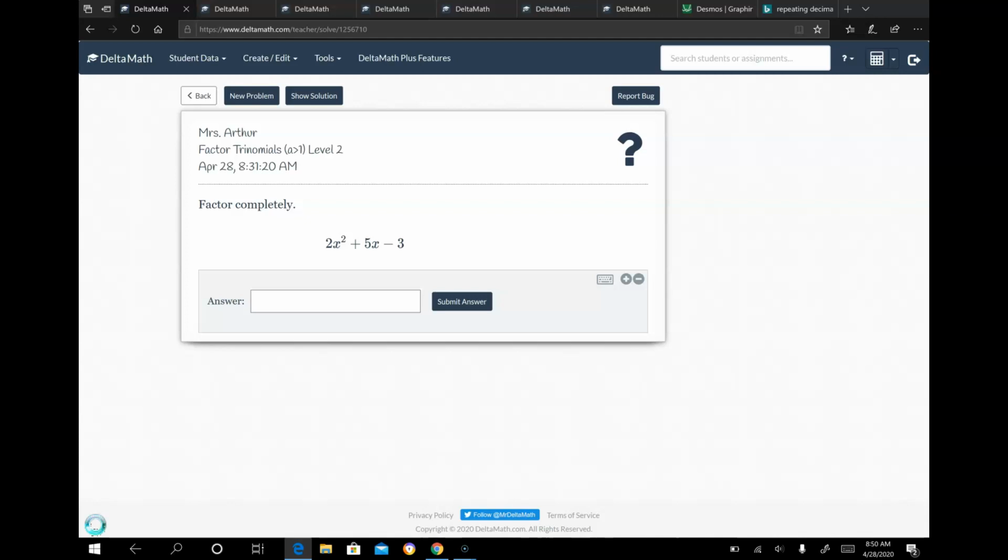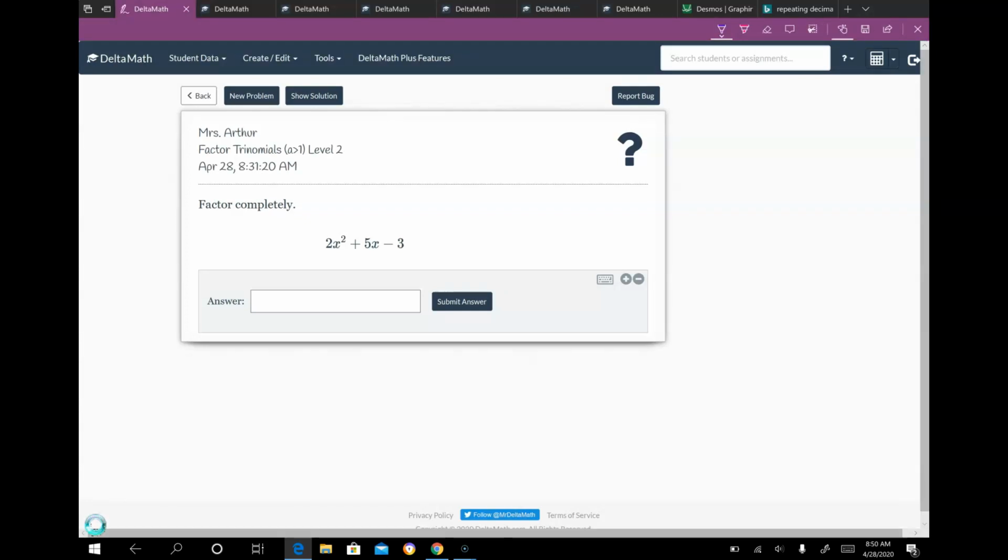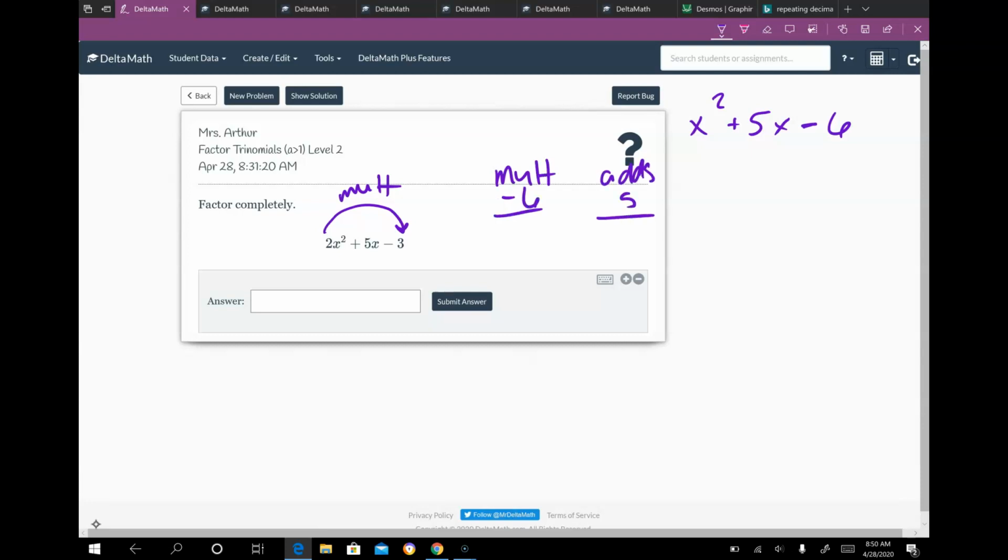Okay, and next. All right, so this one, same thing. You can do the bottoms up method, or you can do the Desmos method. So bottoms up would be 2 times 3, which is going to be 6. So now I have x squared plus 5x minus 6. So I need something that multiplies to give me -6 and adds to give me 5.